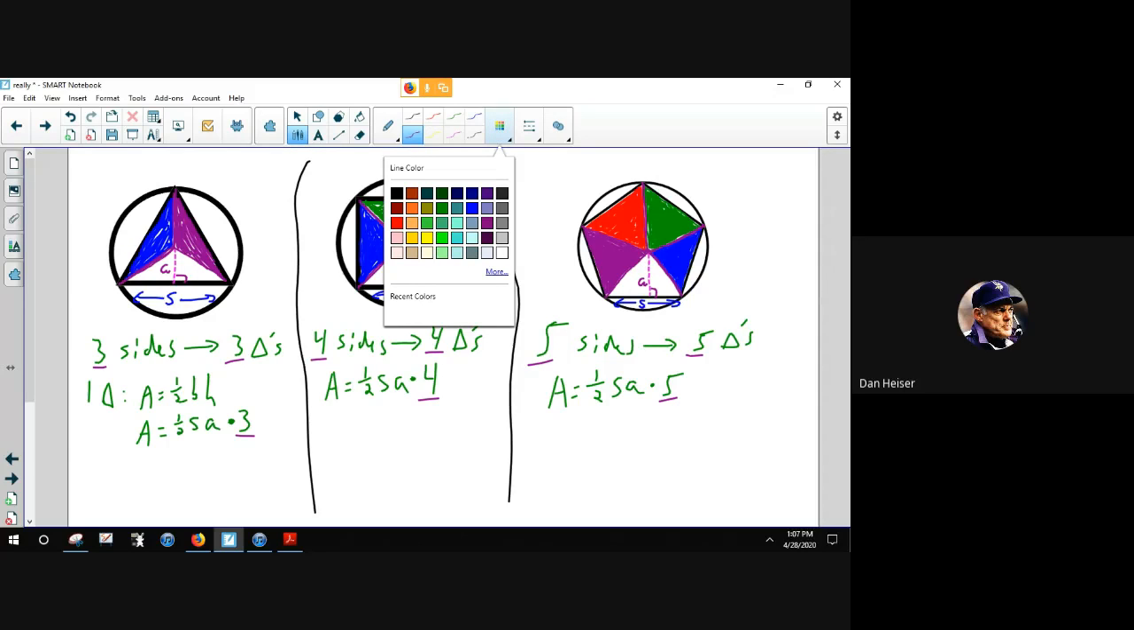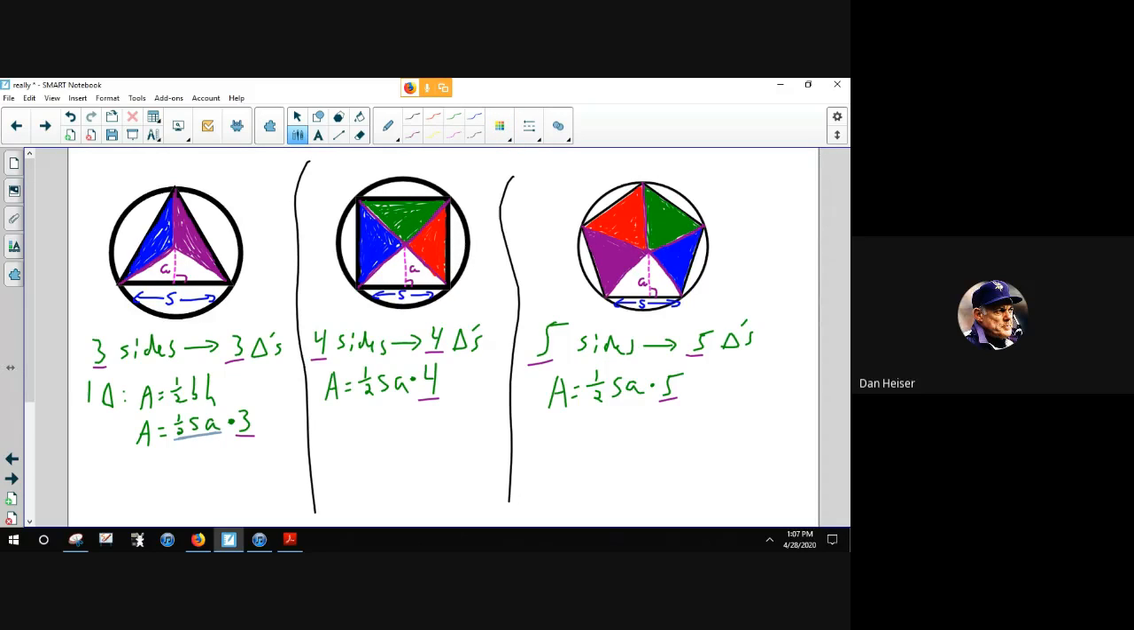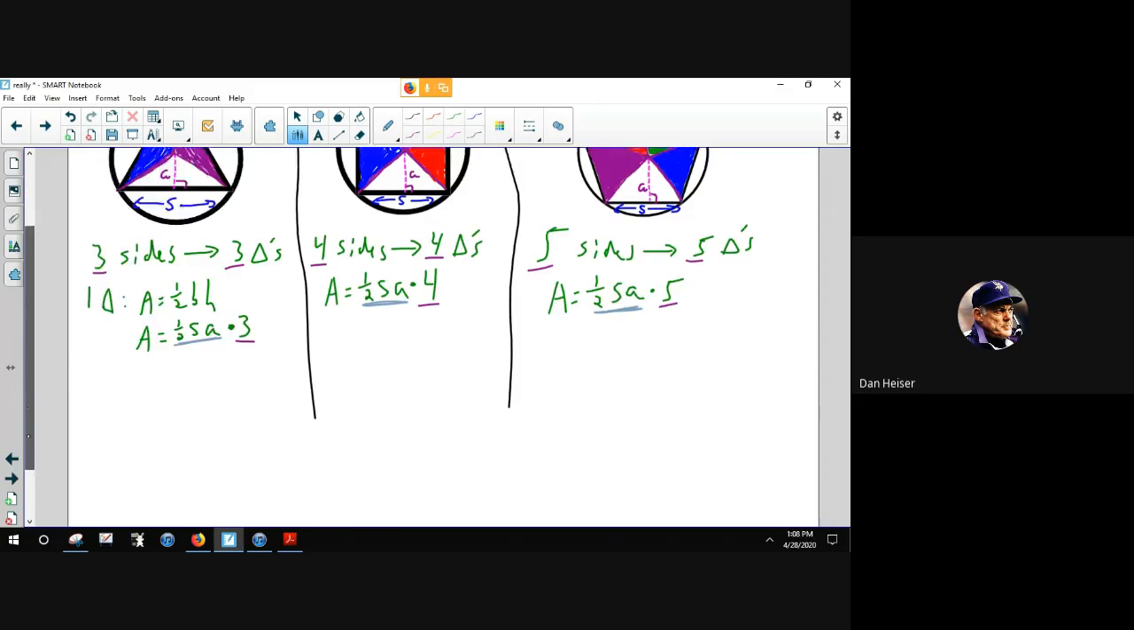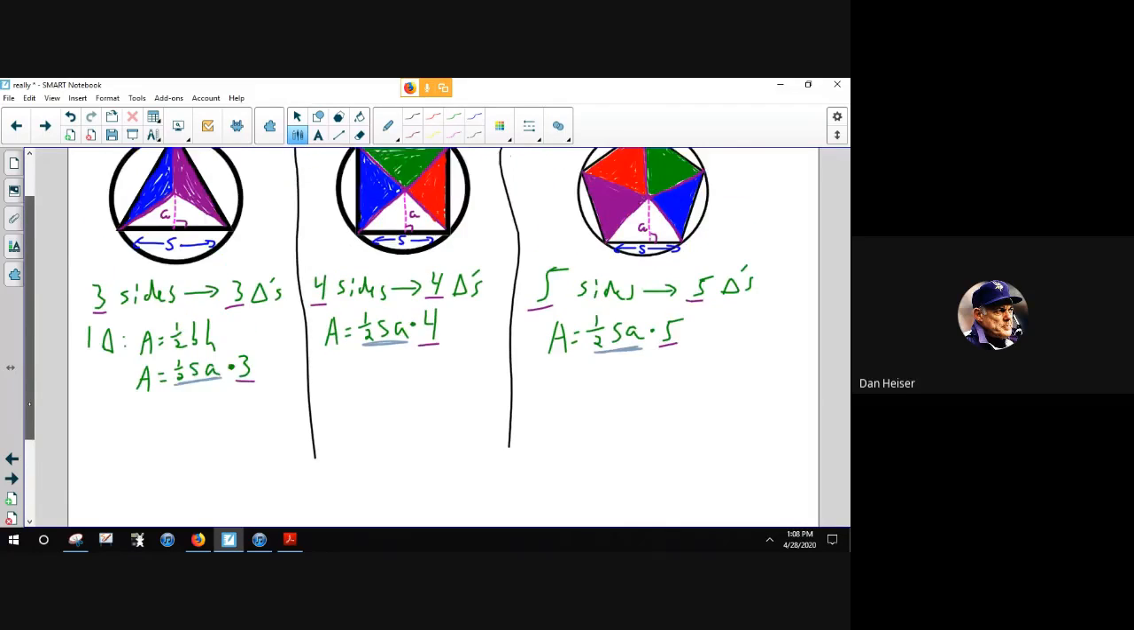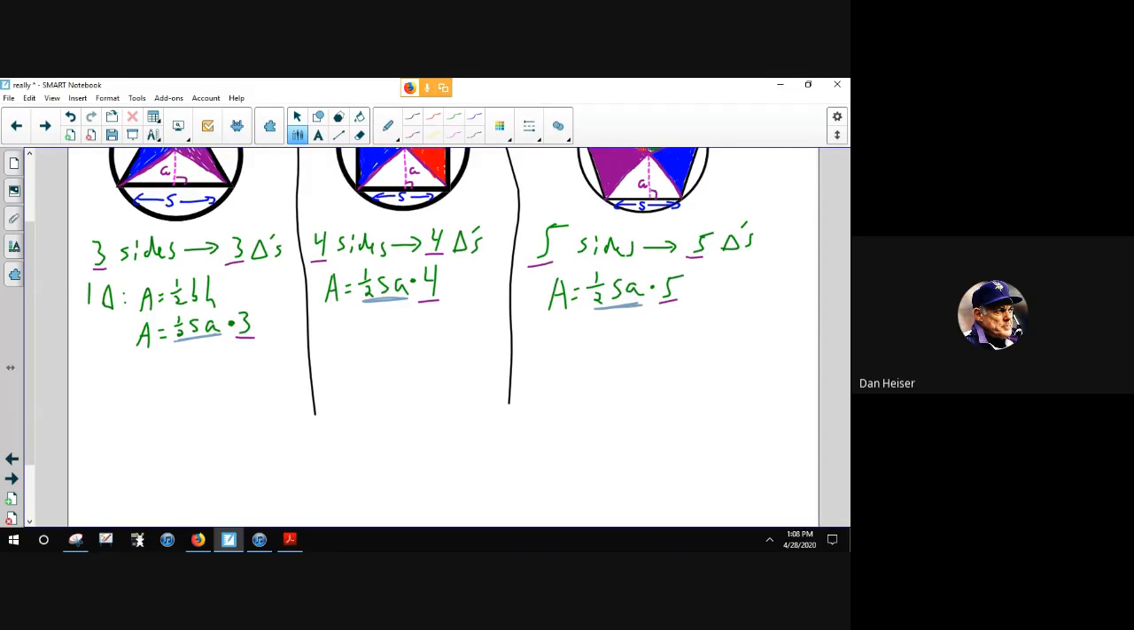And also notice that every time we have this 1/2 SA, 1/2 SA, 1/2 SA, that has not changed from one situation to the other. We have 1/2 SA times a number. And it's a number that's equal to the number of triangles, which is also equal to the number of sides. So let's put this together and establish a formula that works for any number of sides.